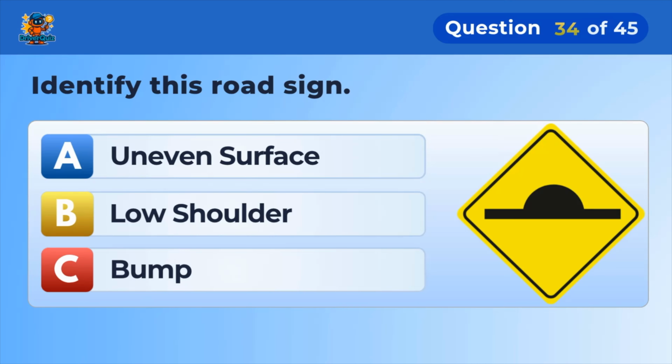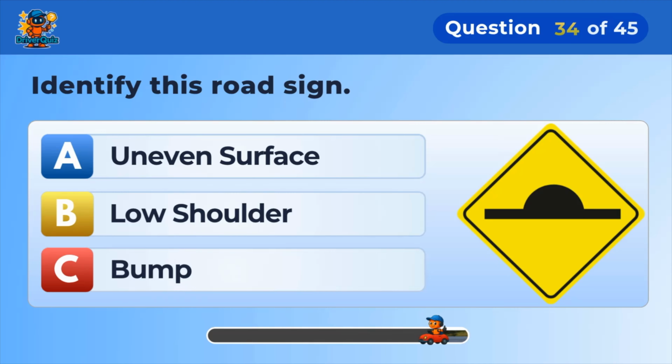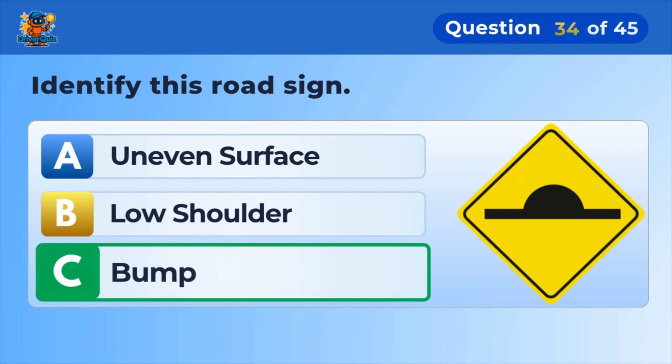Question 34. Identify this road sign. A. Uneven surface. B. Low shoulder. C. Bump. Here's the right answer. Bump.